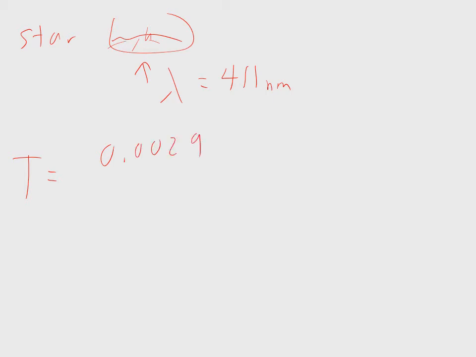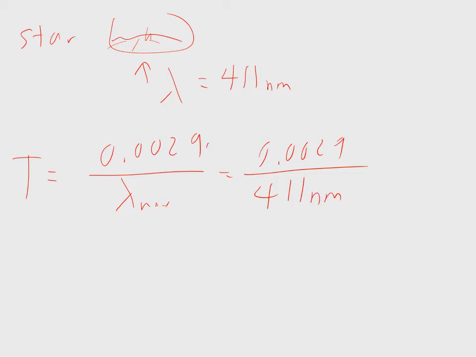Now we can run this thing backwards, and we can say, "Hey, I'm looking at a star." I can measure the brightness of the star, and I can measure the peak wavelength. The most intense color in that particular star is going to be 411 nanometers, and I want to know the temperature of the star. The temperature is going to be 0.0029 divided by the peak wavelength. So in this case, it's 0.0029 divided by 411 nanometers.